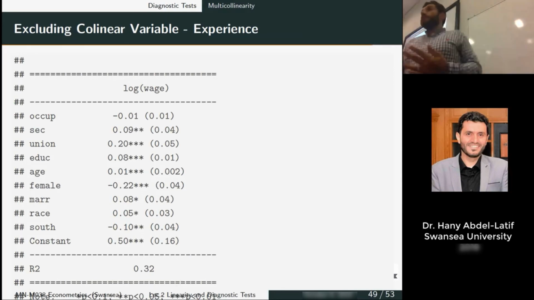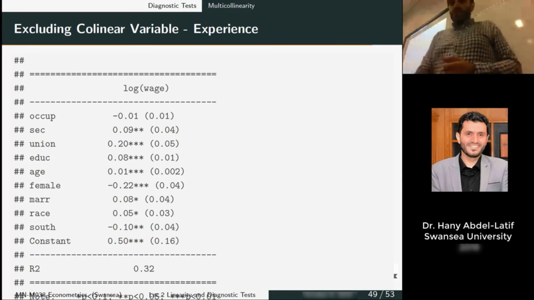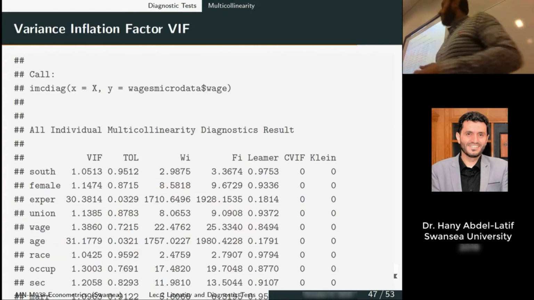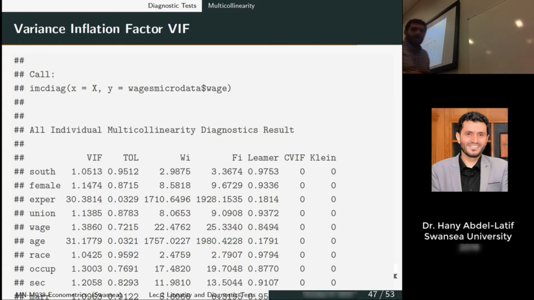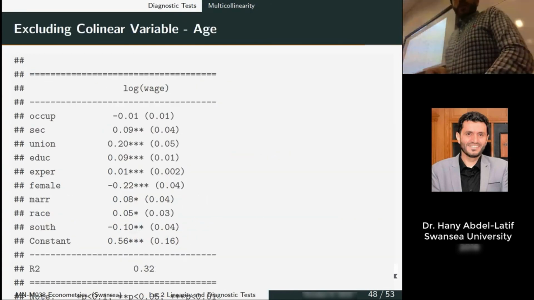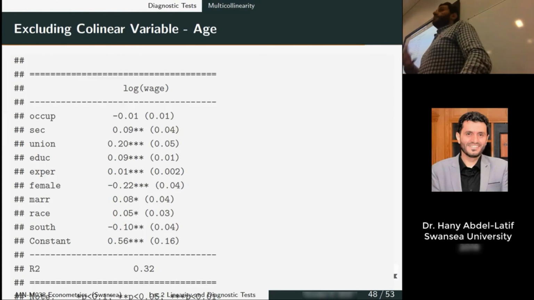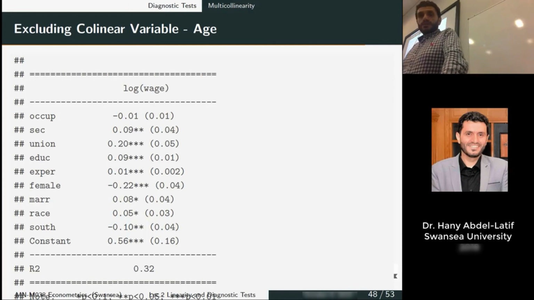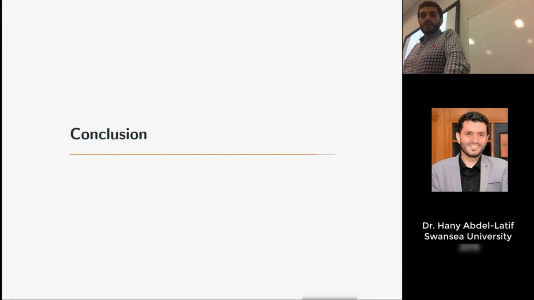So again, you look at these variables and see which one is causing the problem. In our case, when you look at the variance inflation factor, it's very obvious. These are the highest ones, experience and age. The solution is to drop one of the variables and re-estimate the model, and it seems to work and is much better than the first estimation we got. So now we understand that was the main problem.